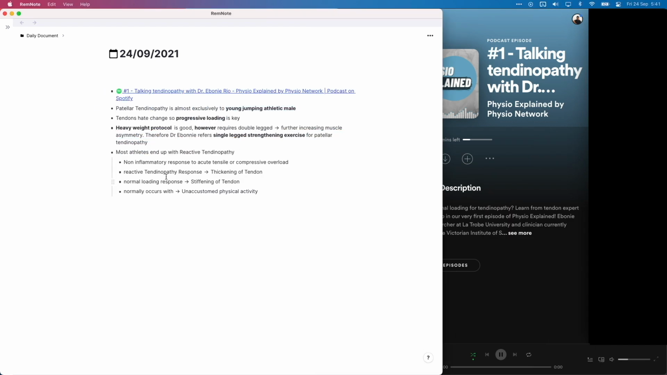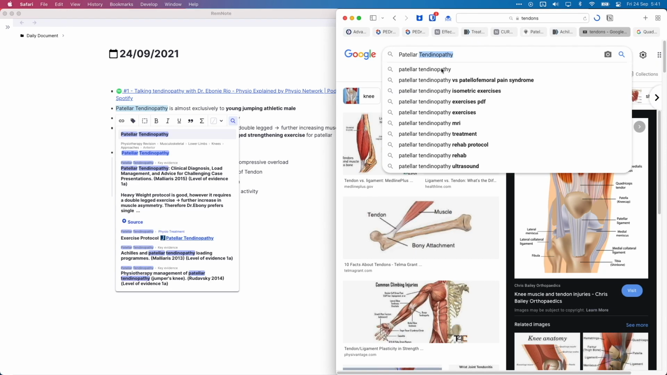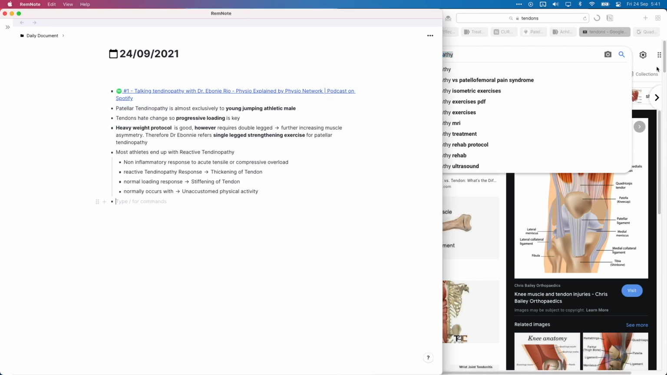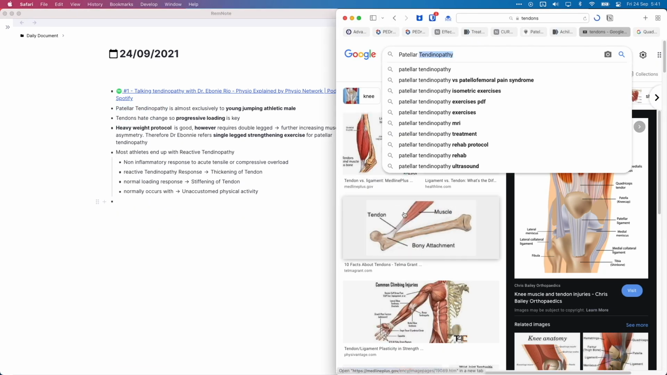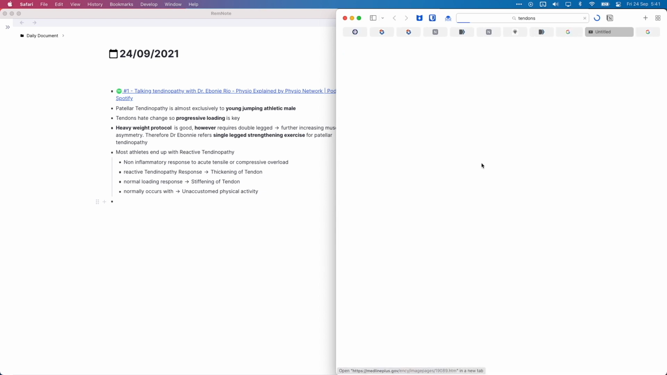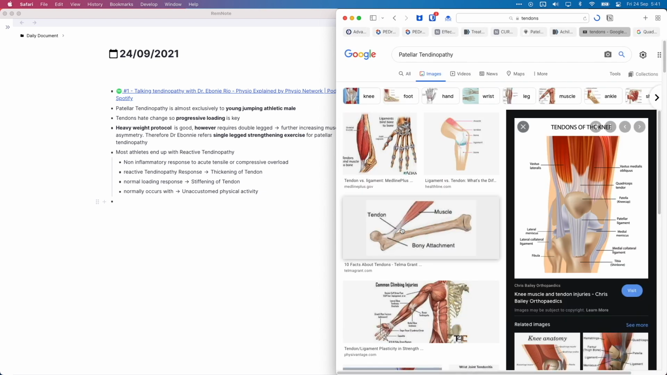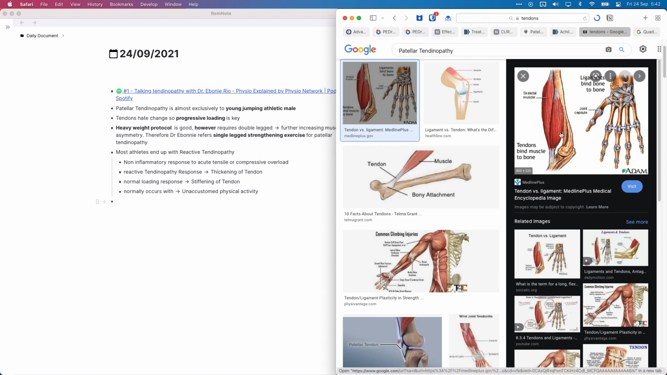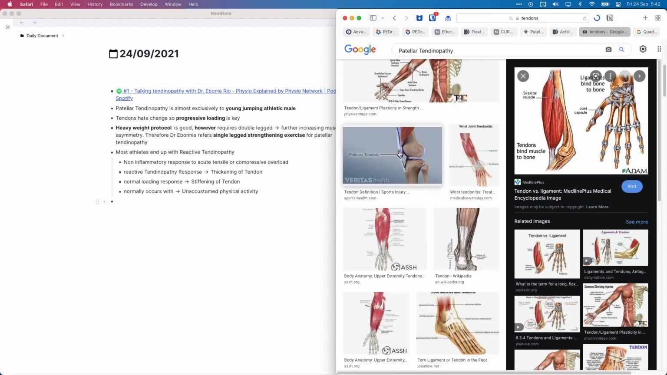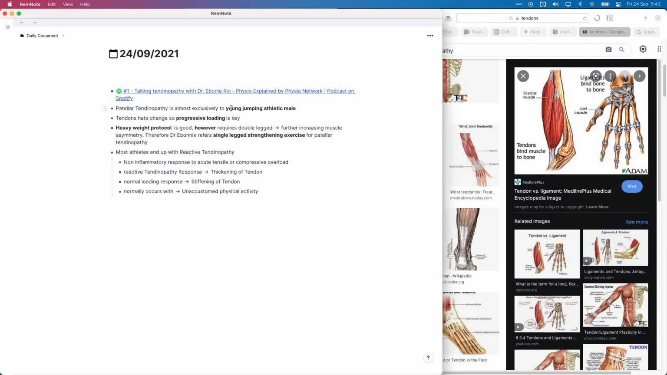Let me run through with you what is actually going on today. Tendinopathy is the inflammation of the tendons, put simply. Tendons are the little white part that's connected to the muscle bulk. The patella tendon is the tendon below your kneecap. So this is your kneecap and this is the patella tendon. Patella tendinopathy is almost exclusive to young, jumping, athletic males. Tendons don't like change, so progressive loading is key.